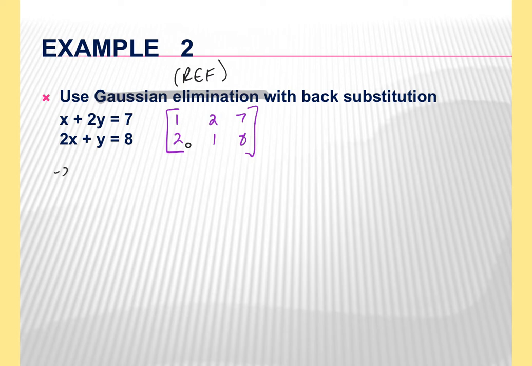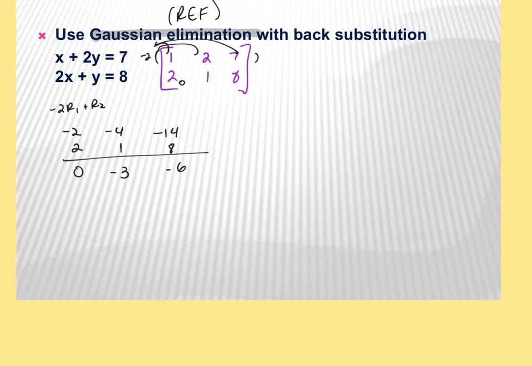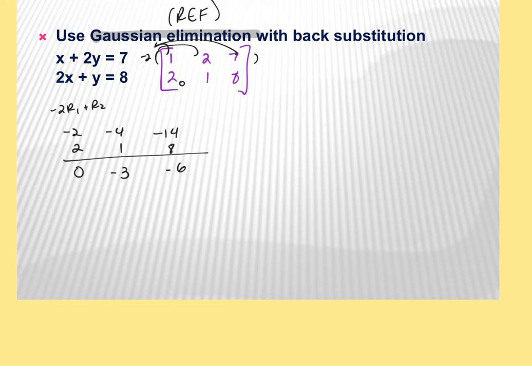Good. -2 row 1 plus row 2. So I'm doing -2 times 1, -2 times 2, -2 times 7, -14, plus row 2: 2, 1, 8. I get 0, -3, -6. That replaces row 2, right? Row 1 was fine. Row 2 is what I want to replace.